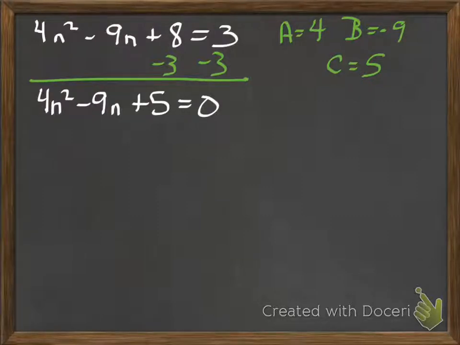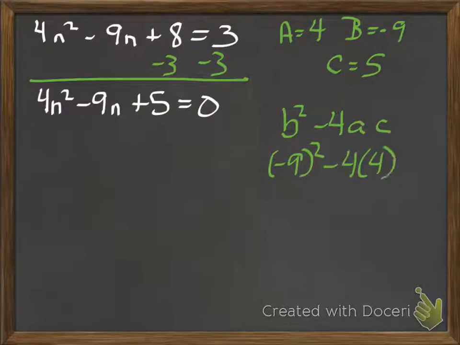Now, we're going to plug in and find our discriminant. So step 1 is going to be finding that discriminant, b squared minus 4ac, what we did yesterday. And so b squared is negative 9 squared minus 4 times 4 times 5. So we'd have 81 minus 80 gives us 1.